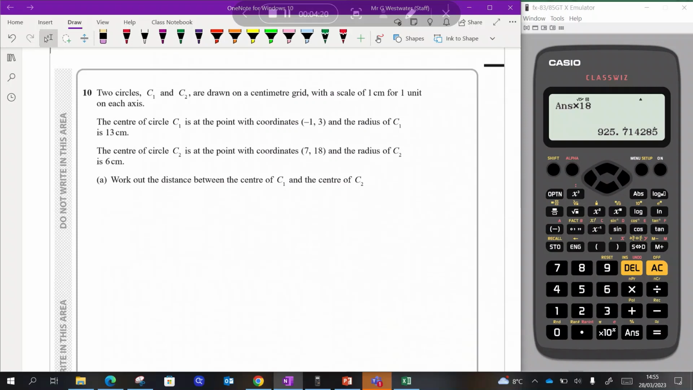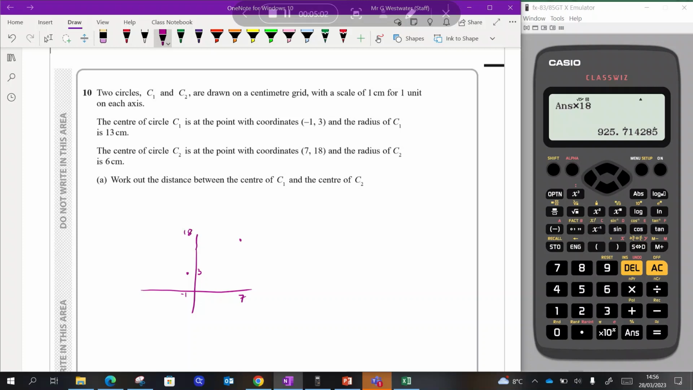So this is where the questions start becoming a little bit more problem solving. Two circles, C1 and C2, are drawn on a centimetre grid with a scale of 1 centimetre for 1 unit on each axis. The centre of circle C1 is at the coordinates -1, 3, so let's think about this for a second. -1, 3 might be around about here. And it has a radius of 13 centimetres. And the centre of circle 2 is at the point with coordinates 7, 18. So somewhere like this, so 7, 18.